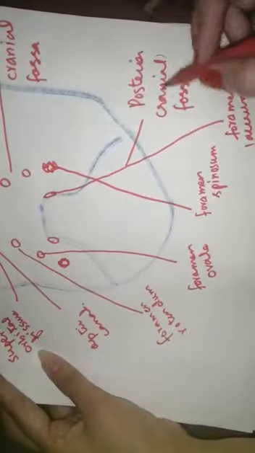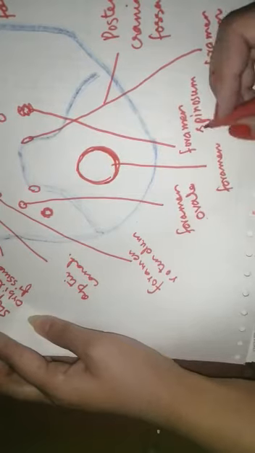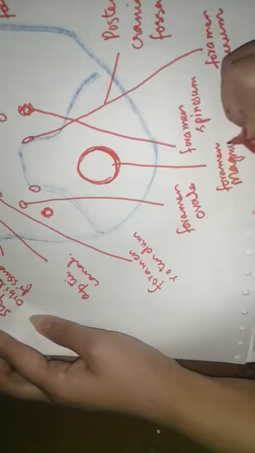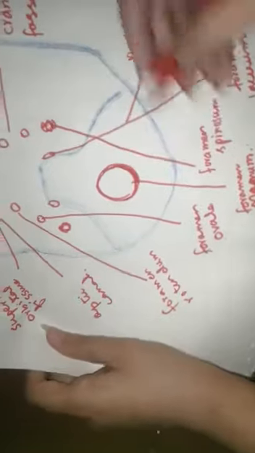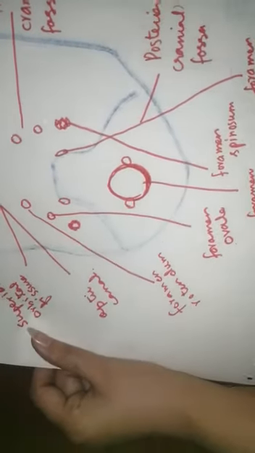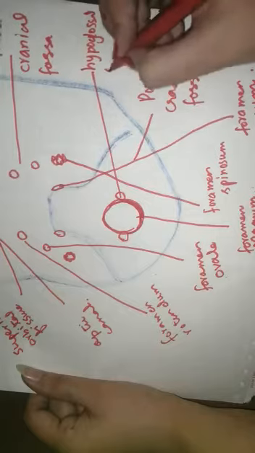Now comes the posterior cranial fossa. Here we have the biggest foramen of the skull, that is foramen magnum. From magnum you can remember this is magnificent or the biggest. On the sides of the foramen magnum we have hypoglossal canal.